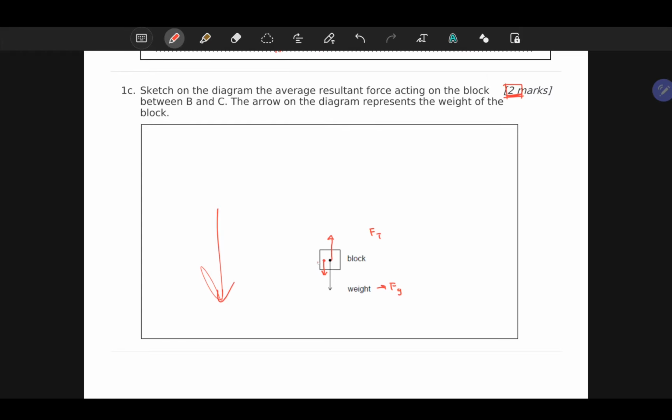So then this should be your final answer. I don't know if you really need to include this in your answer, but it might be nice to have just there. But these 2 marks are most likely given from the direction and the magnitude. So remember that when you're doing free body diagrams.